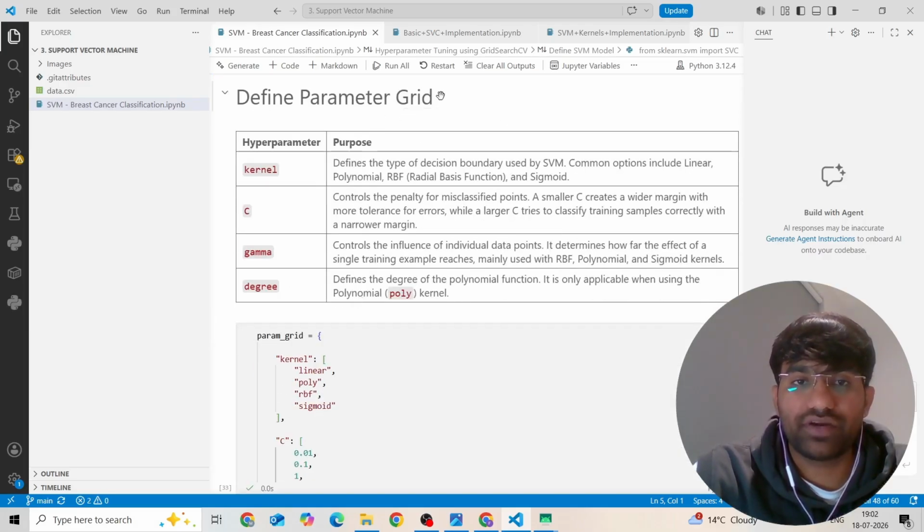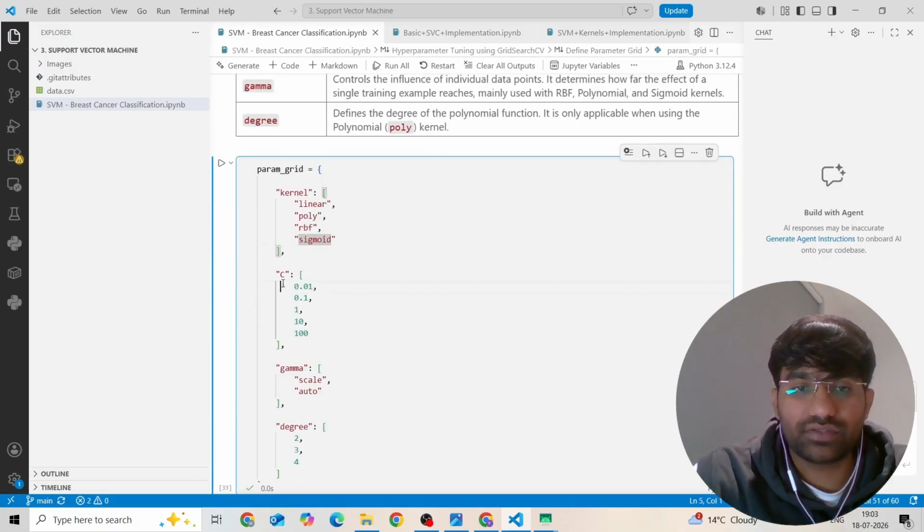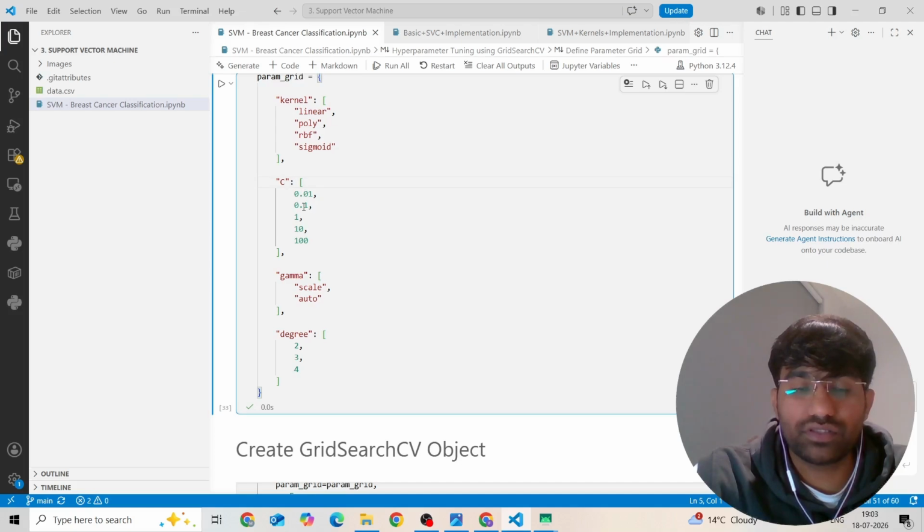See, I have to define the parameter grid. I will define the kernels. Kernel is linear, polynomial, RBF, and sigmoid. And C value, that is my hyperparameter. I will give different values: 0.01, 0.1, 1, 10, and 100.